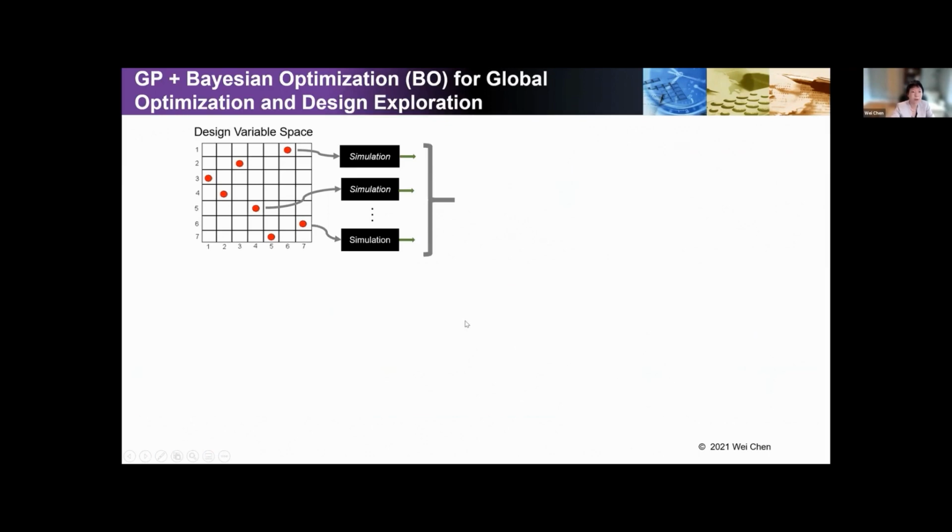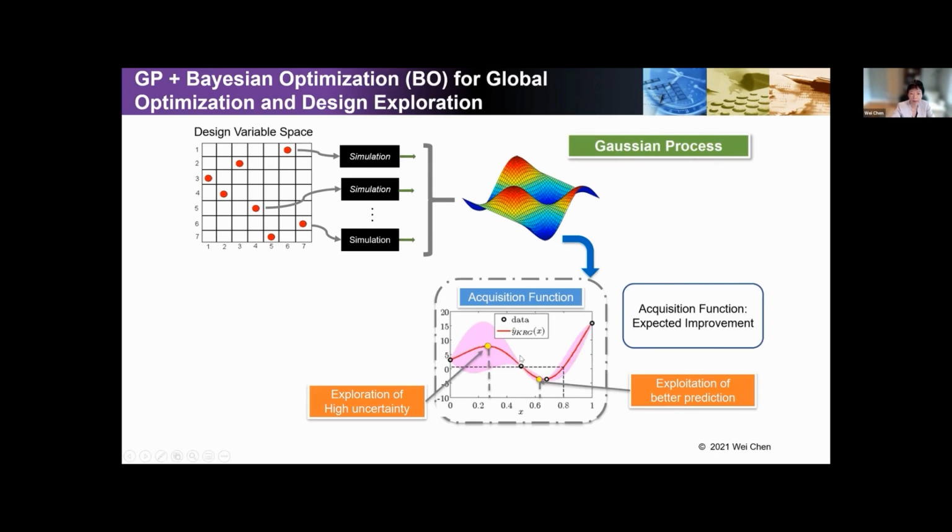The GP model is also very powerful to be integrated with Bayesian optimization. So here I try to use this diagram to demonstrate the concept of Bayesian optimization to do global optimization. The idea is that you have a GP model and uncertainty quantification. And in Bayesian optimization, you have an acquisition function that balances the need for exploration to reduce the uncertainty, as well as for exploitation, that is for optimization.